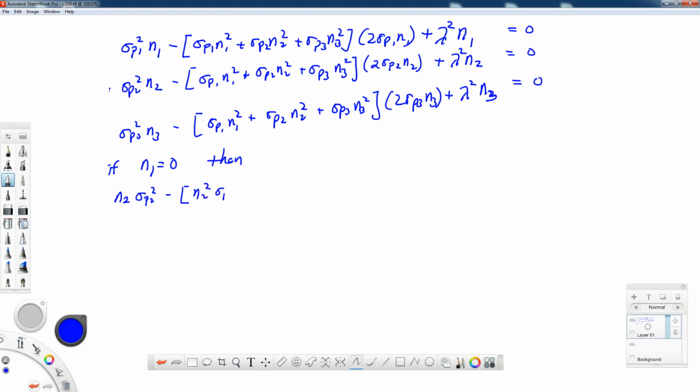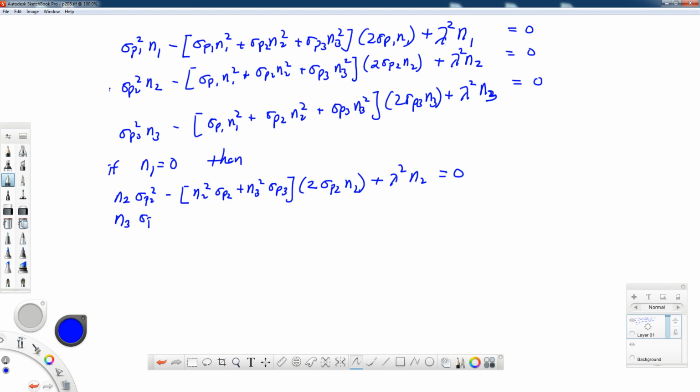N2 squared sigma P2 plus sigma, plus N3 squared sigma P3, times 2 sigma P2 into, plus lambda squared n2, that equals 0. And then the third equation will reduce down to something that looks like this.